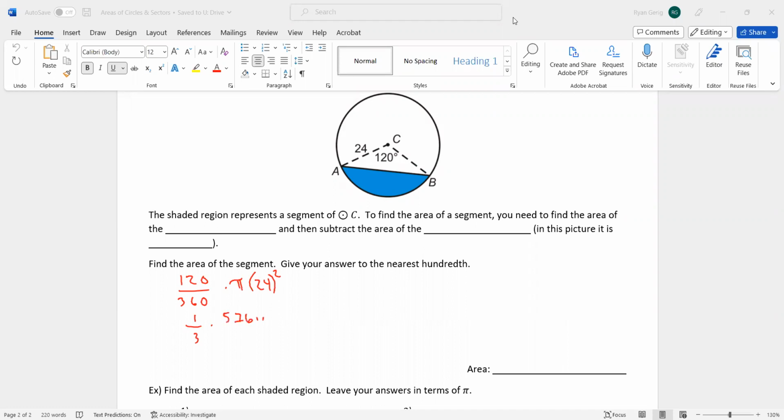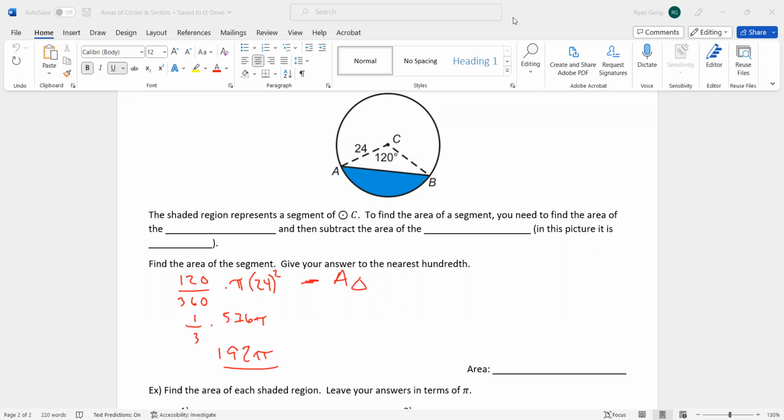576 pi, which I do think divides. Yes, it does. So that's 192 pi. But that's not my final answer. That's this whole thing up here. I don't want the whole thing. I want to subtract that. All right, so I'm going to go ahead and get rid of all that shading there. I'm going to subtract the area of the triangle.